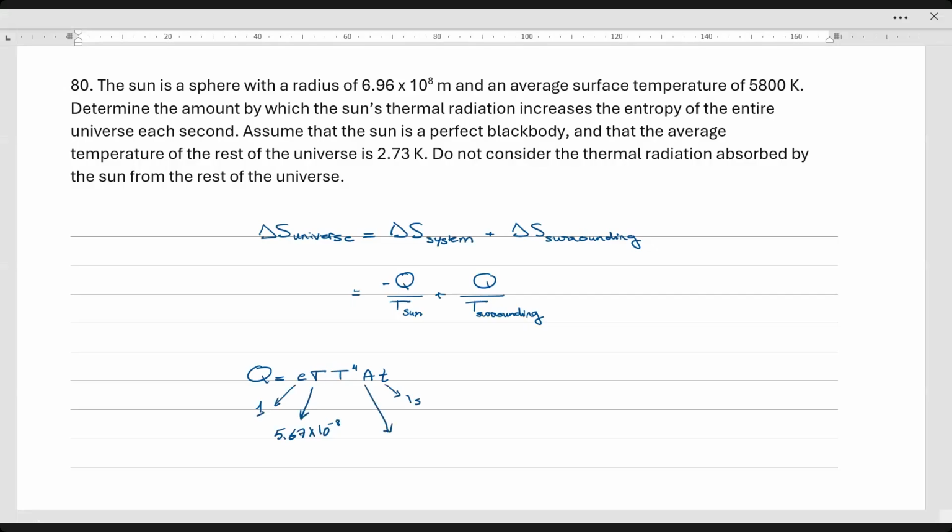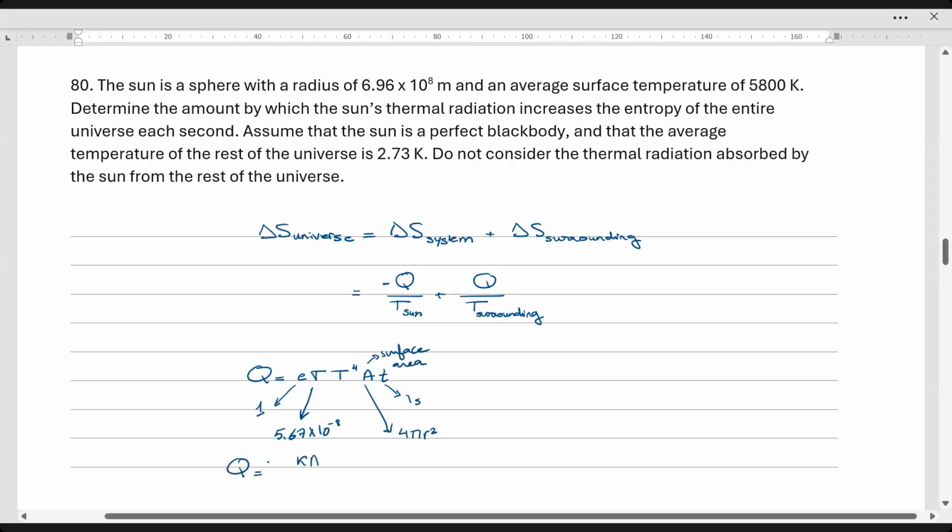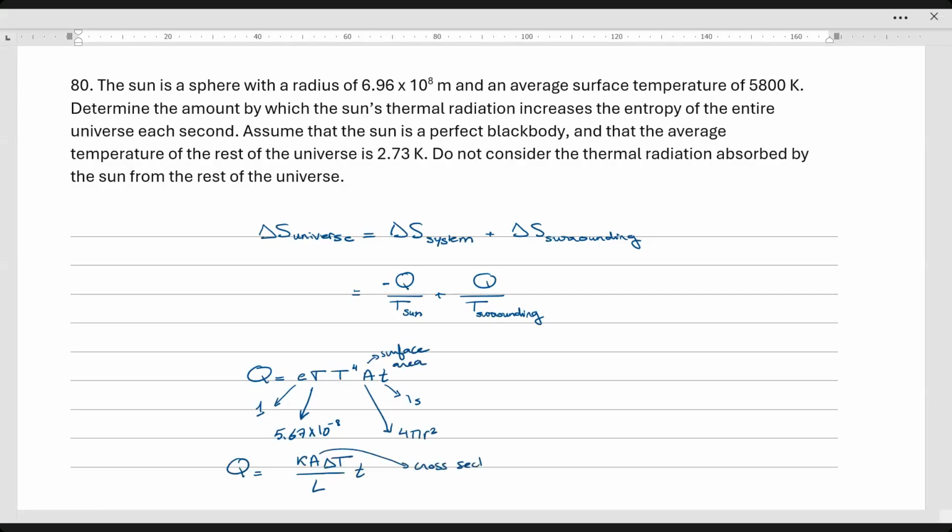And A is the surface area. The surface area of the sun, since it's a sphere, can be written as 4 pi r squared. We have the radius, so we can calculate the area. Remember, when we study heat transfer, for the radiation formula, A is the surface area. Whereas if we are studying, for example, heat transfer by conduction, which is written as kA delta T over L times t, in that case, A is the cross-sectional area. If we're studying through a sphere, this is going to be pi r squared, whereas the surface area is 4 pi r squared.